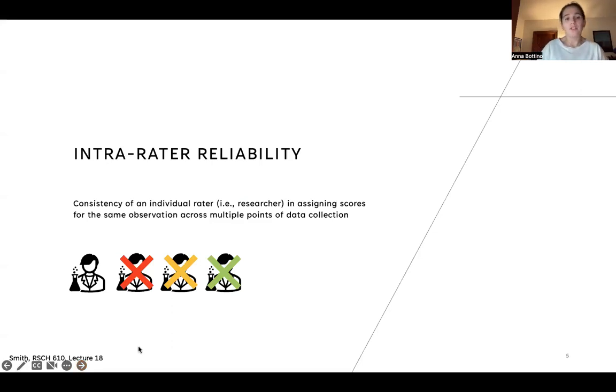Intra-rater reliability has to do with the consistency of an individual rater or researcher in assigning scores for the same observation across multiple time points of data collection. For example, if instead of 4 researchers in the previous example, you had 1 researcher, you would note how consistently this one researcher's Kinsey ratings for an individual relate to one another across multiple time points. Those time points could be throughout the day, week, month, year, whatever you determine multiple time points of data collection to be.